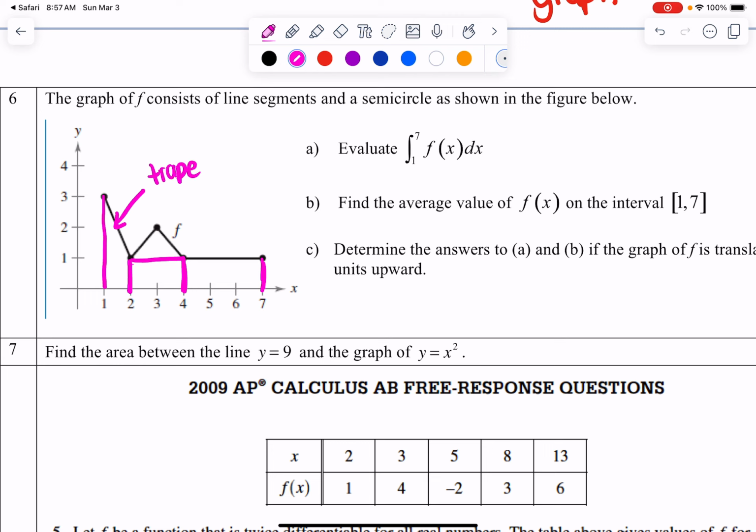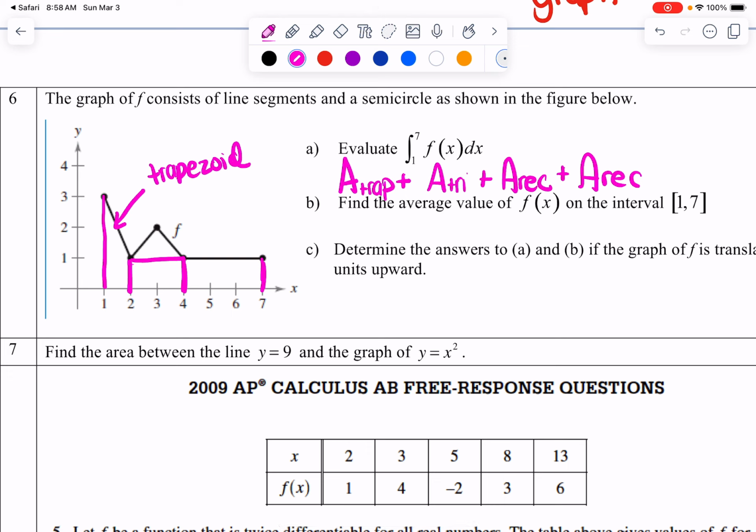So basically, to find the area, okay, I'm just going to set this up. Basically, you want to find the area of the trapezoid using that formula, plus you're going to find the area of the triangle on top, plus the area of the rectangle, plus the area of another rectangle to find the area. So I would just talk about how you do that using certain shapes.